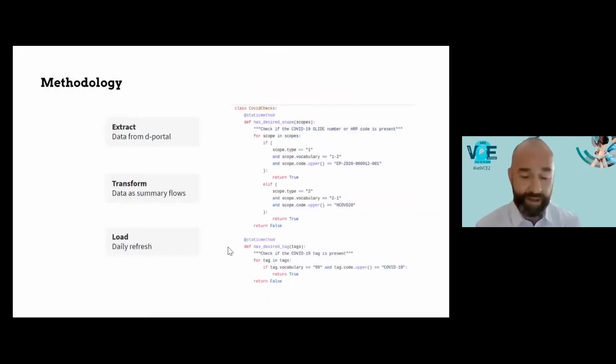We do have quite an in-depth methodology in terms of how we use IATI data here. As I said earlier on, we only use IATI data for this project. We extract the data every night from dPortal. We run that through various processes and algorithms to get summary data that we can then load into the dashboard, for example, every night. So this methodology is very well documented.